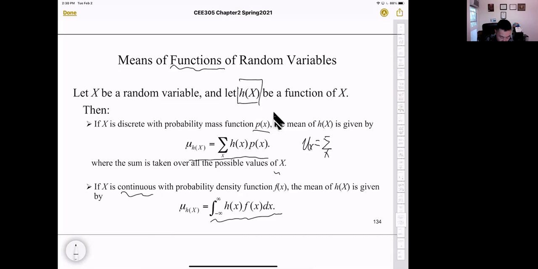So for discrete variables, the mean value will be x times p(x). Compare these two equations. You see we have h(x) here, and we have x here. For continuous variables, mu_x will be this, which is what we discussed last week. This is x f(x) dx. So you can compare these two equations.